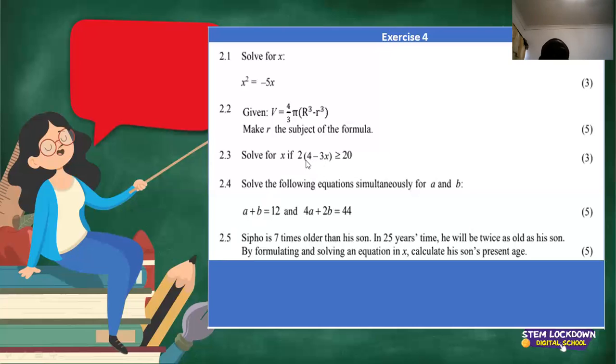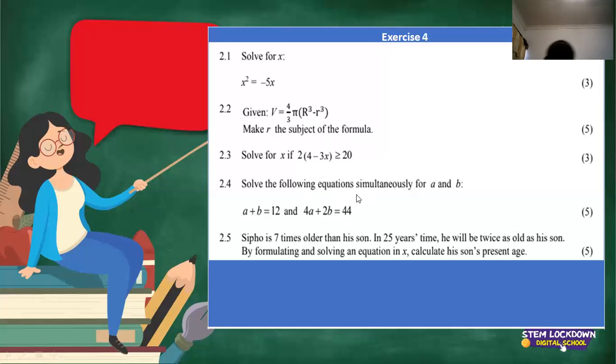First, open up the bracket. We have 2 times 4 is 8, and 2 times minus 3x is minus 6x. We have 8 minus 6x is greater than or equal to 20. Then we collect the like terms together. We move the positive 8 to the right-hand side, so negative 6x is greater than or equal to 20 minus 8.